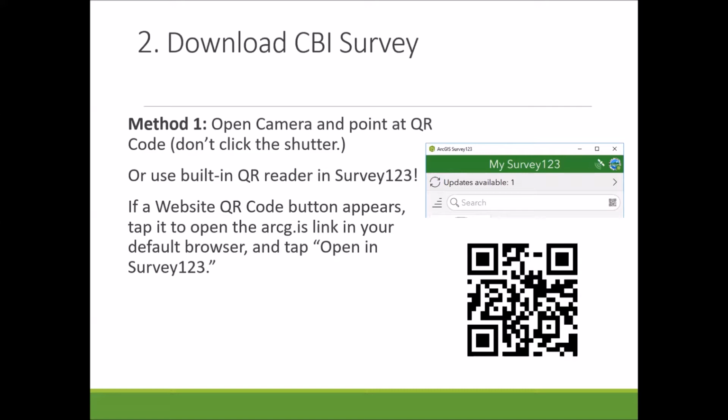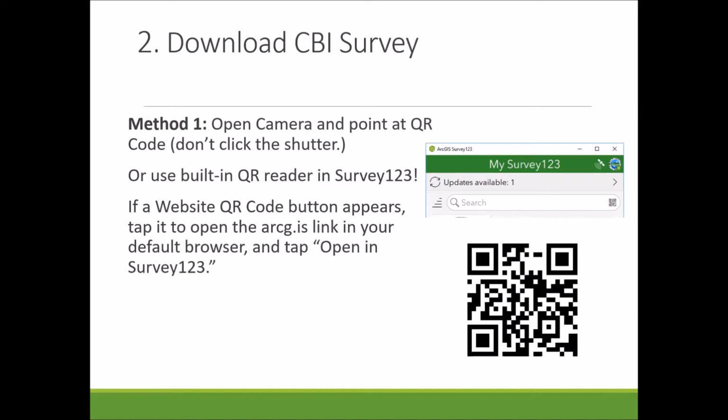If the QR code reader is active on your camera, you'll probably see a little yellow or red box around the QR code on the screen, and you might get a pop-up at the top that says something like website QR code. Tap to open the ArcGIS link in whatever your browser is, for iPhone, probably Safari or maybe Chrome. So if that button appears, just click it, and then you'll probably see another dialog box that says Open in Survey 123.